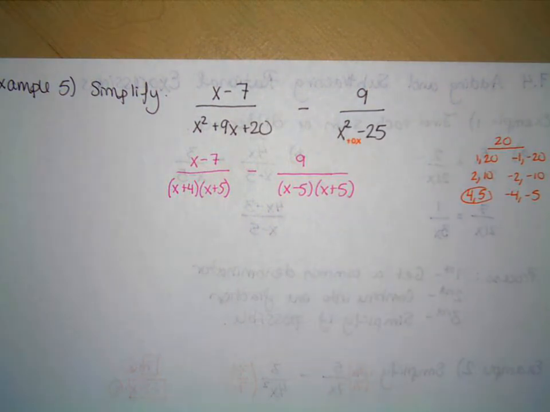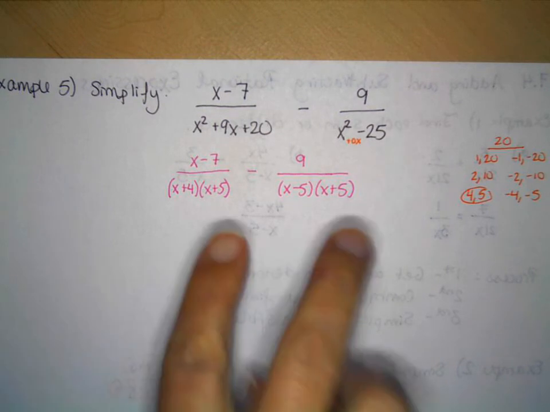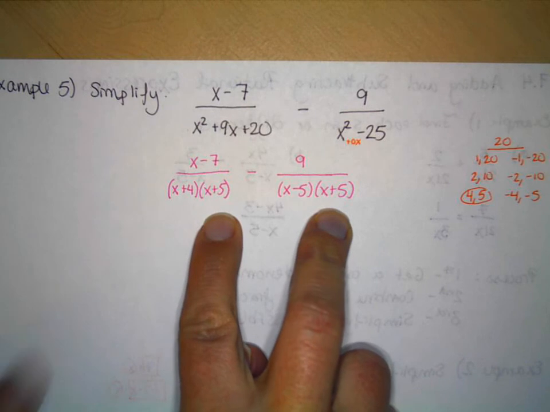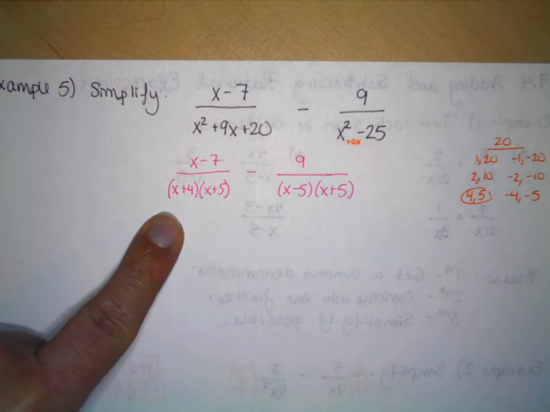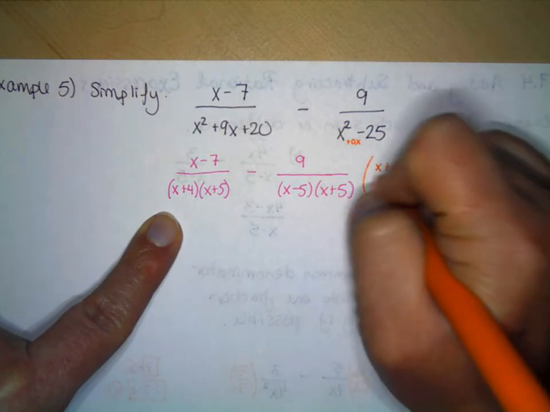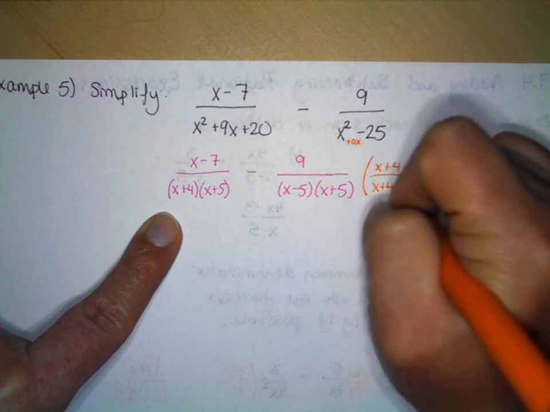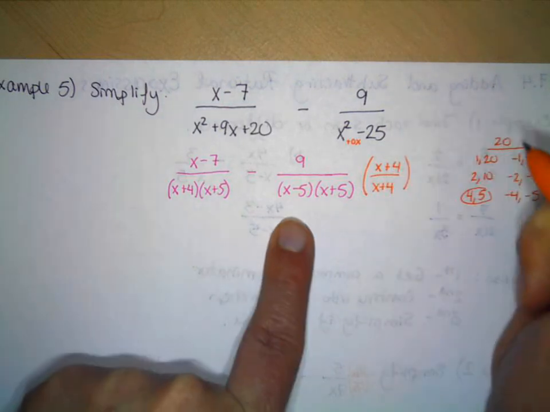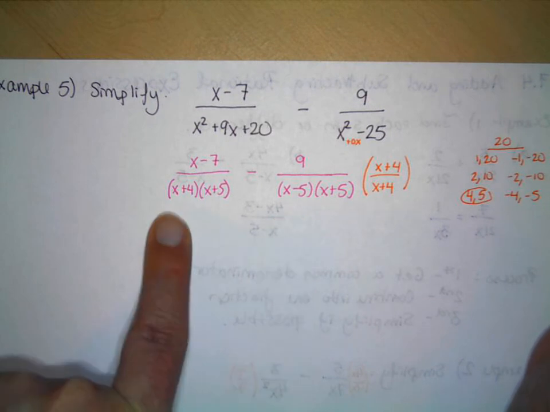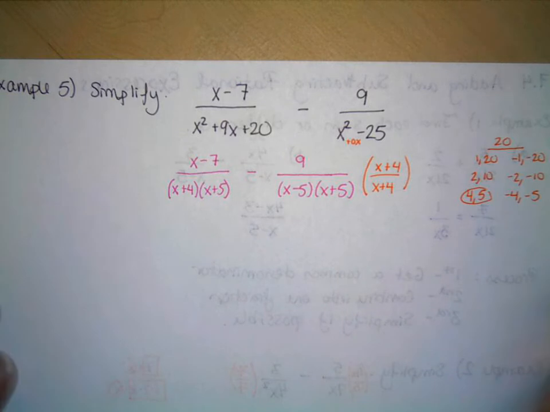So now that we have it factored, we can figure out what we need to multiply by to get that common denominator. Notice they already have an x plus 5 in common. So we just need to multiply by the things they don't have in common. Our first fraction has an x plus 4 in the denominator. So we need to multiply the second fraction by x plus 4. Our second fraction has a factor of x minus 5 in the denominator that this one did not have. So that's what we need to multiply our first fraction by.